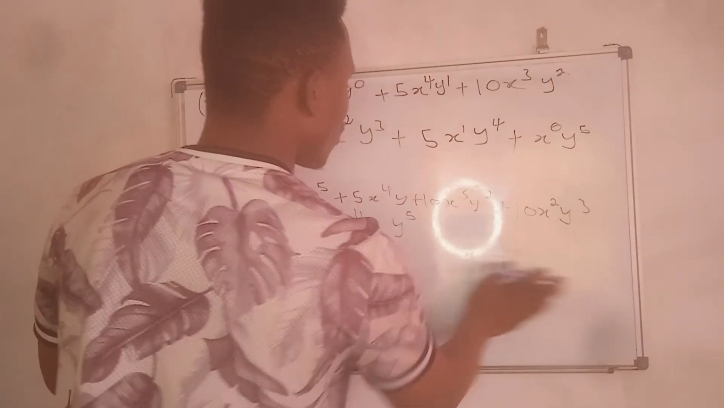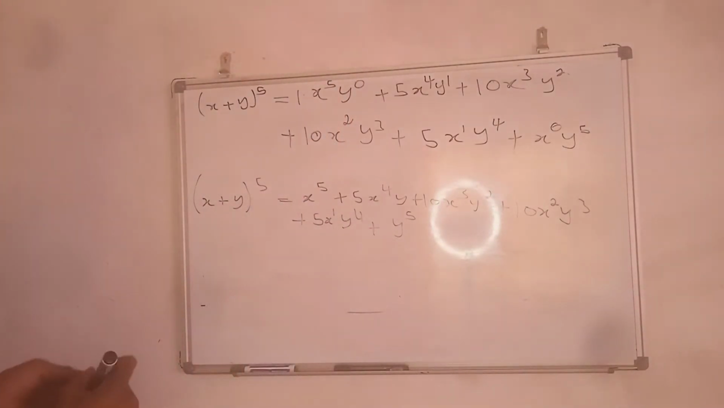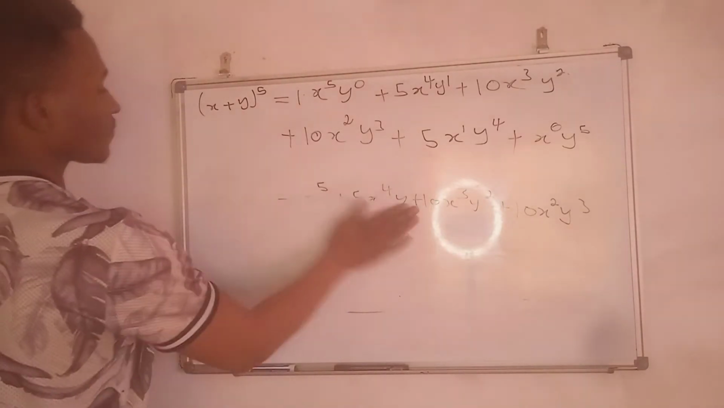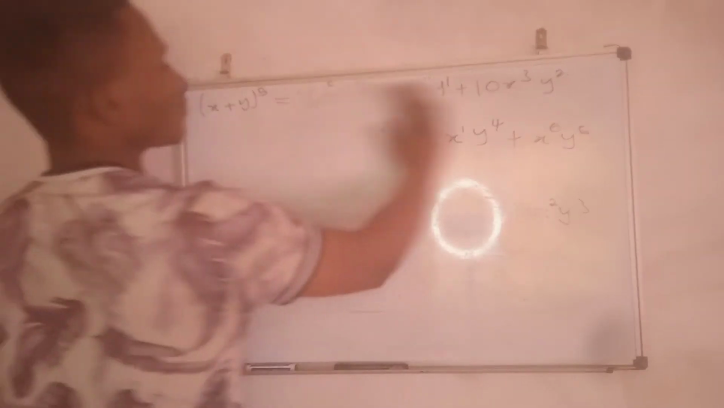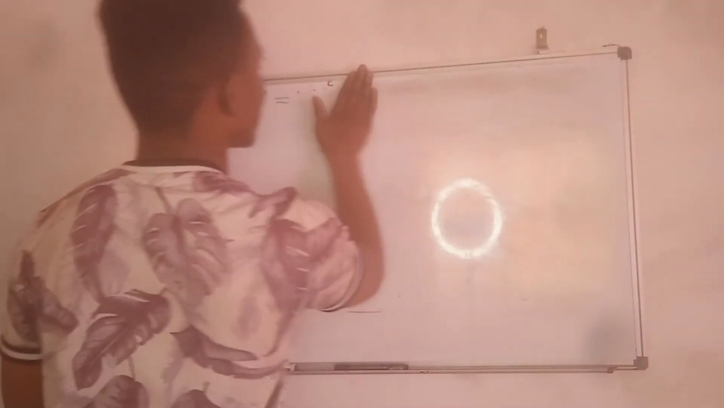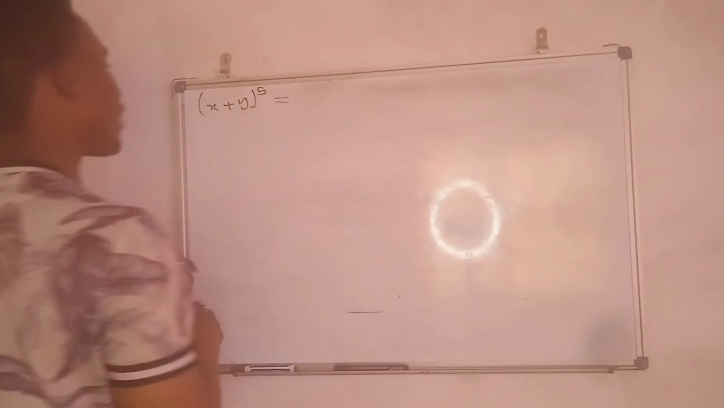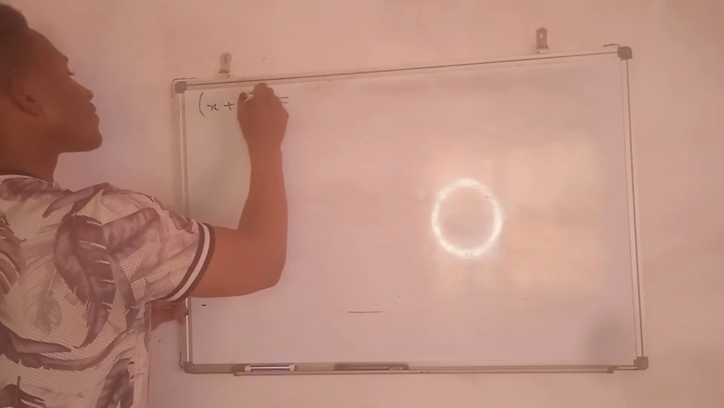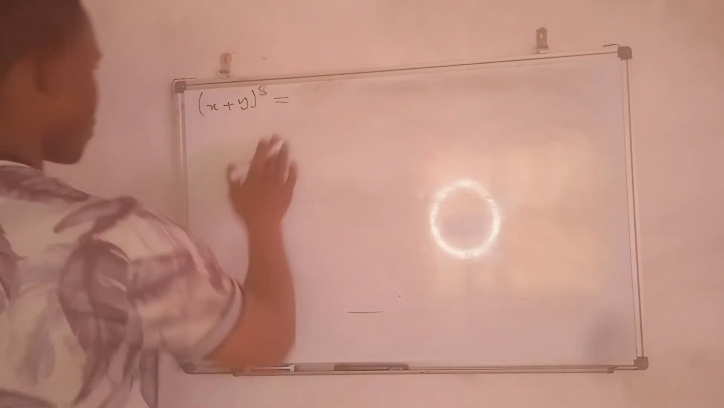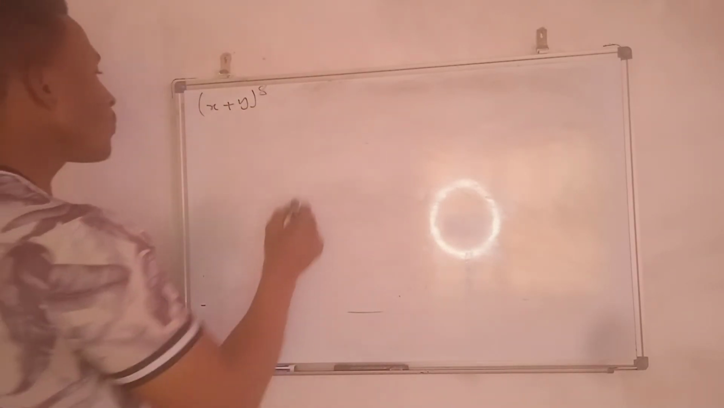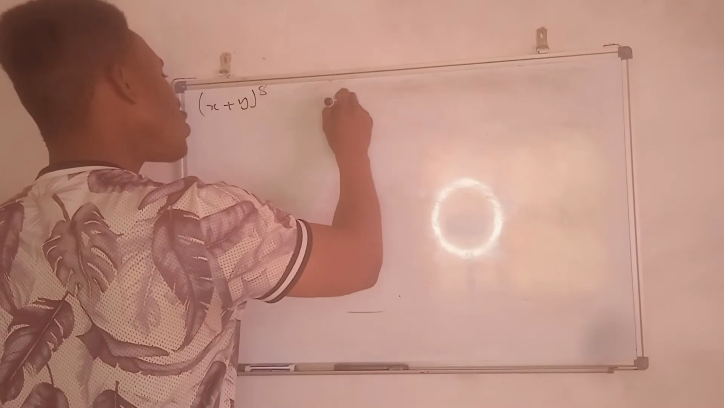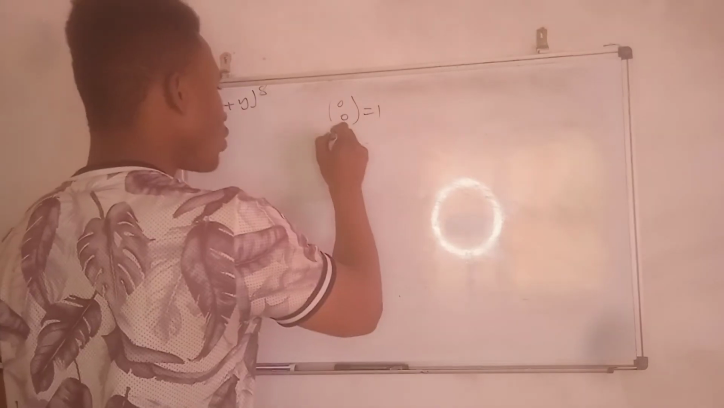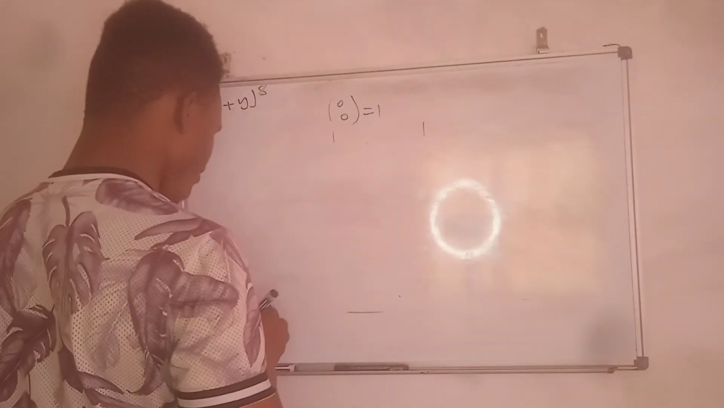And this is how you expand. Let's take it to the power 6 and see what happens. Or let's just take it to the power 8 actually. So I'm going to be having a 0 combination of 0, which is just 1. So I'm going to add 1 here and also add 1 here.